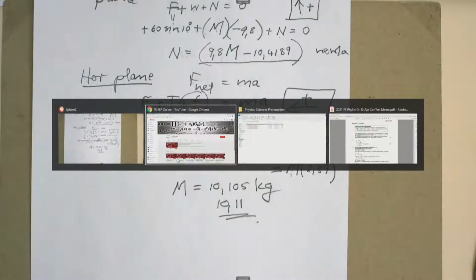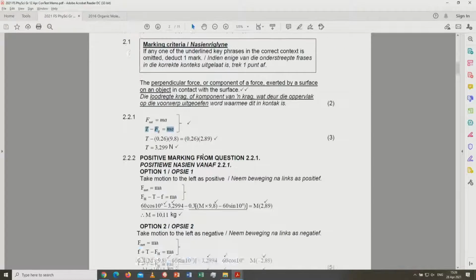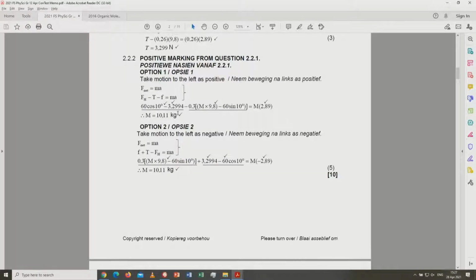Now in the memo, let's just go to the memo so that I can show you something there. This is now question 2.2.2. In the memo, they like to put everything in one line because it makes marking easier for the teachers. But if you take left as positive, this is the one I have done now. There you can see the negative. And if you take to the right as positive, then please remember all these things just change signs.